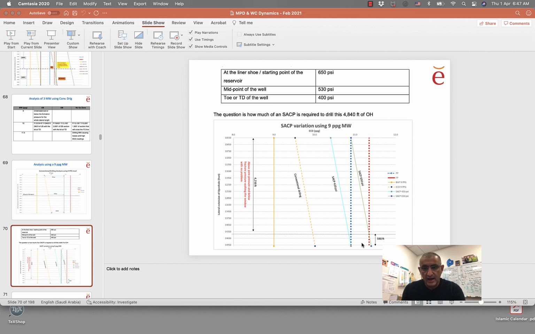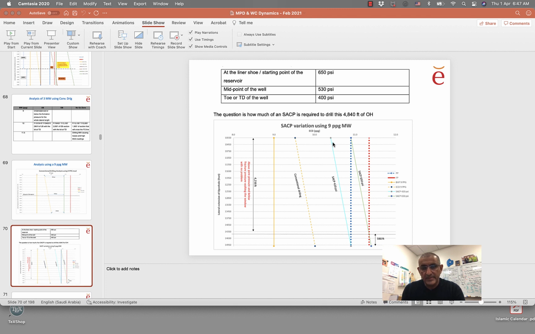Okay, now what if you use 420 psi as a back pressure? Well, the chances are that if you do the 420 psi back pressure, then from the point of the casing shoe, by the time you reach the TD, you will be totally underbalanced.